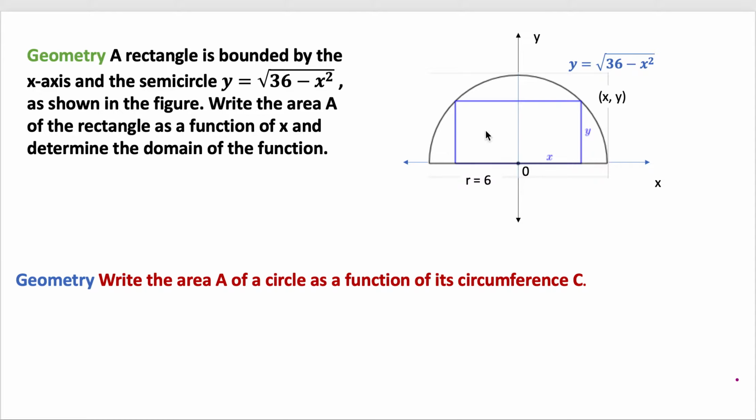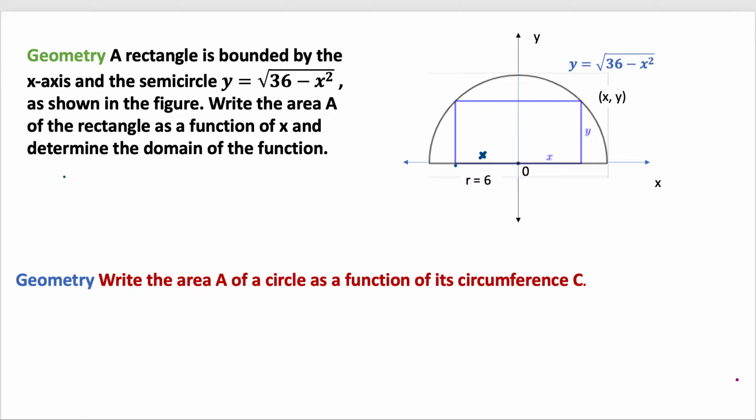So let's analyze this figure here. The rectangle, from the origin 0 to this point here, is x, this segment. Because this is a semicircle with the origin at 0, we already see this rectangle is symmetric. The left side and right side are symmetrical. So this x here and this segment from 0 to this point here are symmetrical.